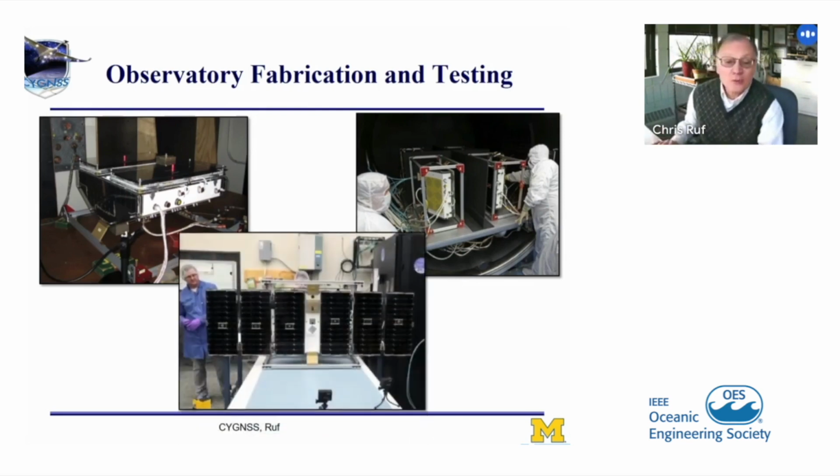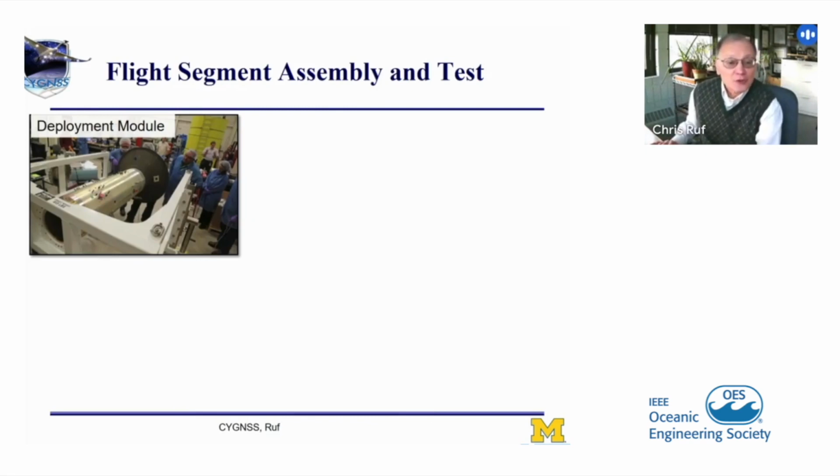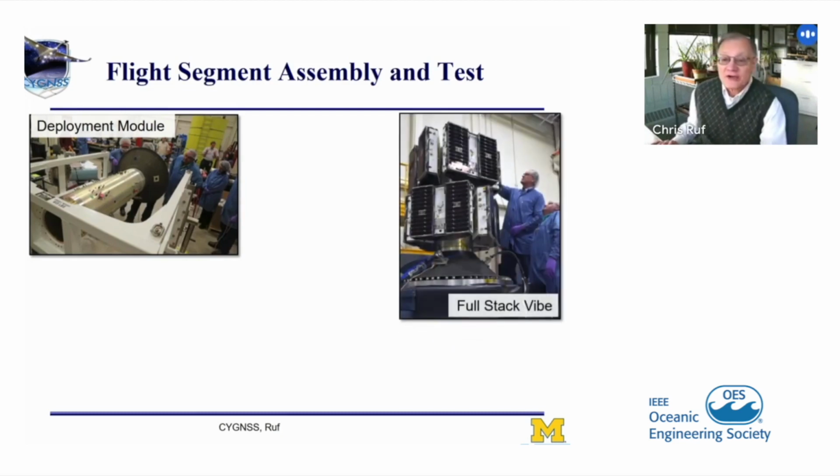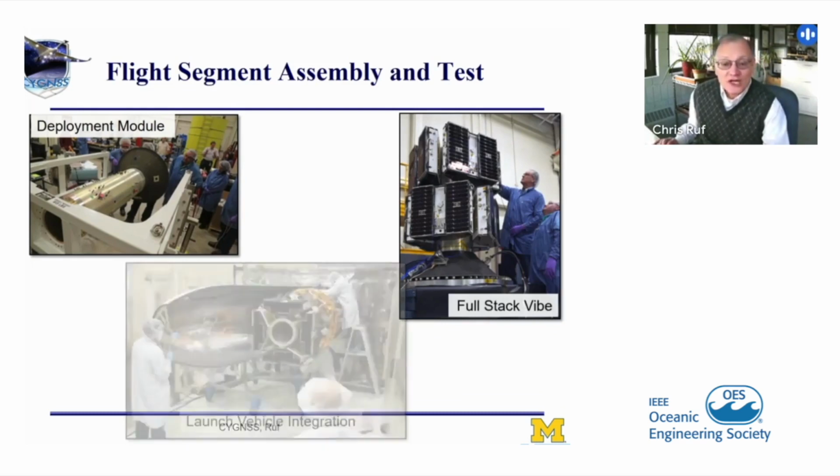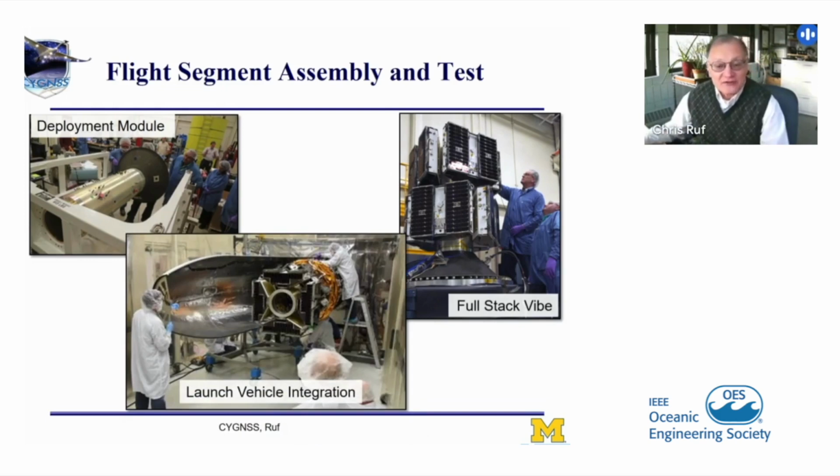And then this is one of the satellites having its solar panels tested, the deployment mechanisms as they open up after launch to make power. This is a deployment module that all the 8 satellites were mounted on at launch. And then here are the 8 satellites mounted on the deployment module. And this is on a vibration table to make sure that everything is mechanically strong before launch. And then here is all 8 of the satellites being installed on the top of the rocket.